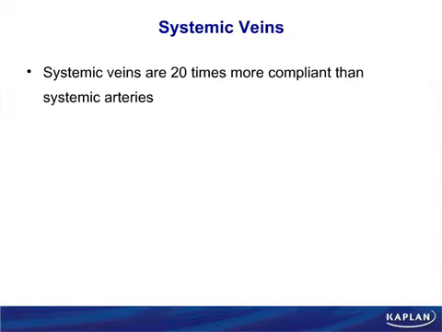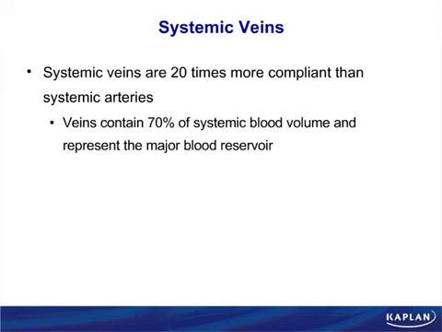Now, application. Big compliance for the cardiovascular system are veins. Systemic veins are 20 times more compliant than systemic arteries. So, as a result, they distend easily, so veins hold the blood, about 70% of the blood volume is in the veins. And the easy way to think about it is, at any given time, most of the blood volume is in the veins. Reason? They're more compliant.